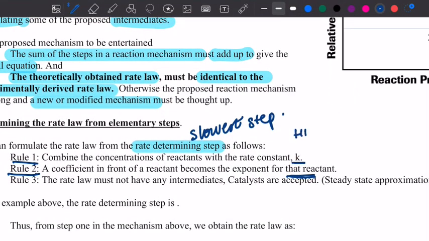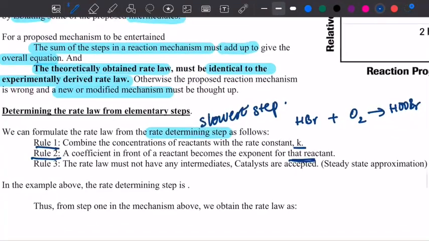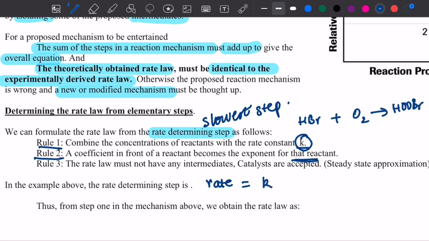So the slowest step is HBr plus O2 forms HOOBr. So let's follow these rules. Combine the concentrations. So we would say rate equals rate constant K, and then combine the concentrations of the reactants. So we write HBr multiplied by the concentration of oxygen. So I followed rule 1.